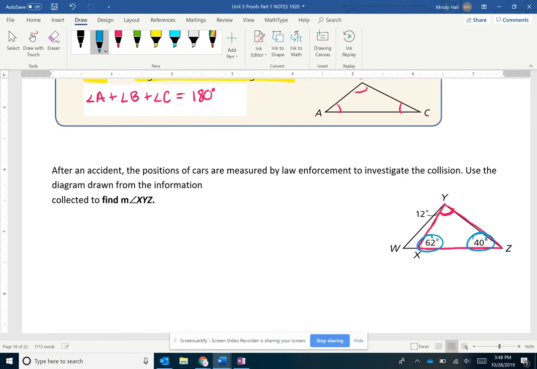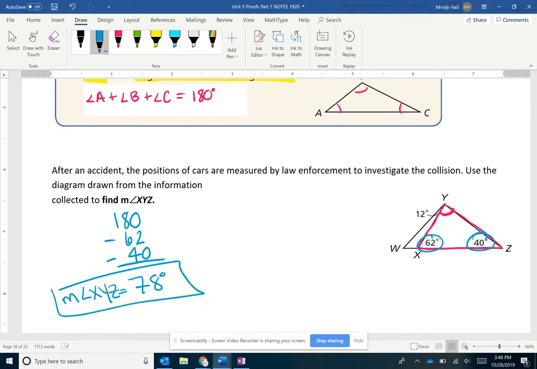Since it forms a triangle, we know we can subtract from 180 so that we can figure out that third angle. Pull out the handy-dandy calculator if your mental math is not your strong suit. 180 minus 62 minus 40 gives you 78 degrees. So we know that the measure of angle XYZ has to be 78 degrees. If you wanted to check, you could put 78 in and add all those numbers up.